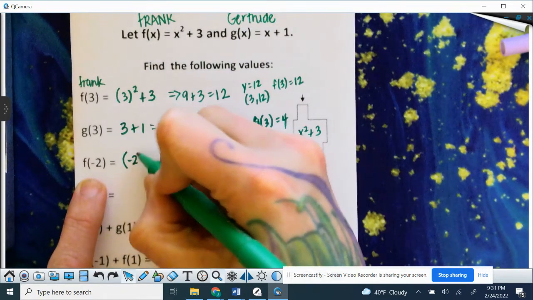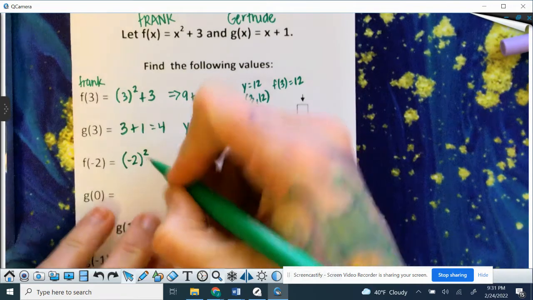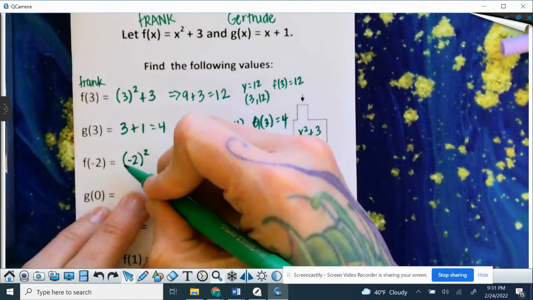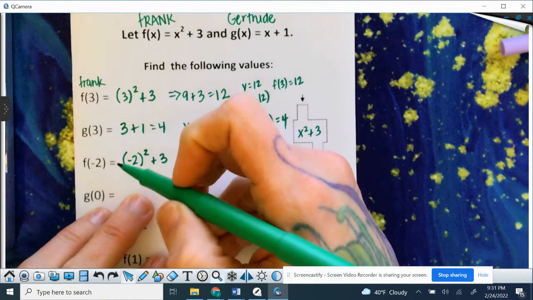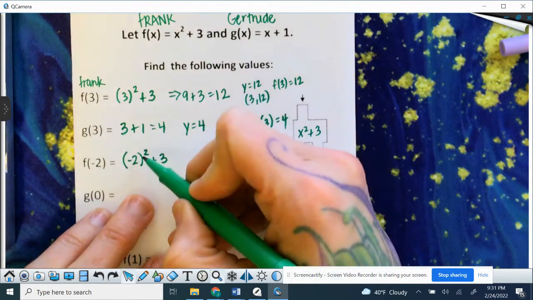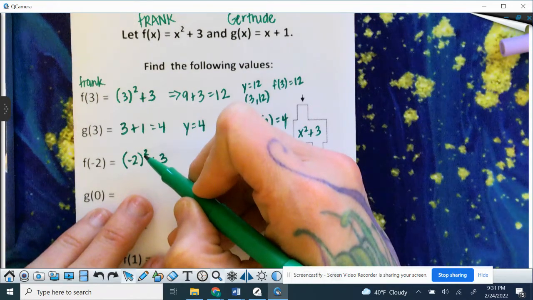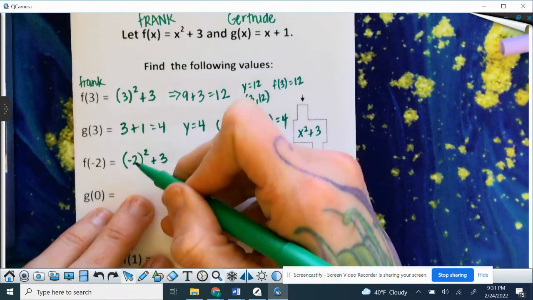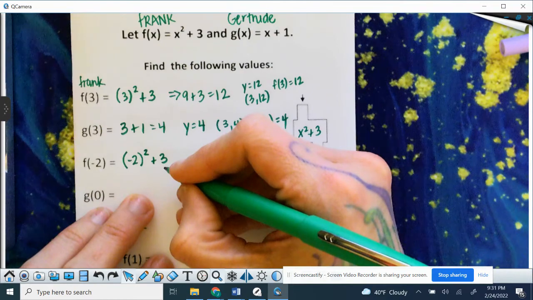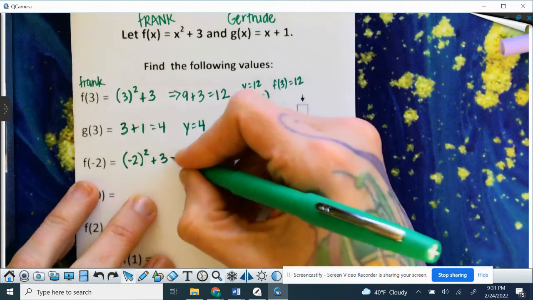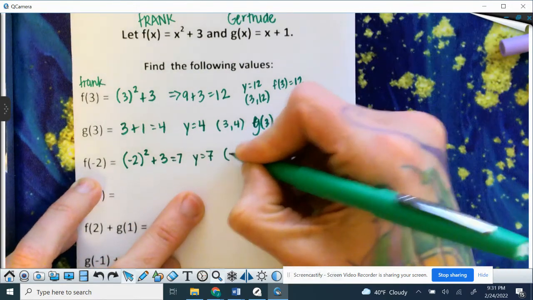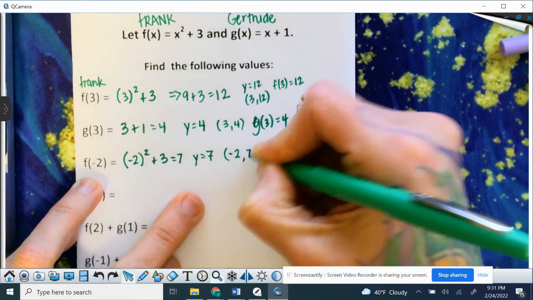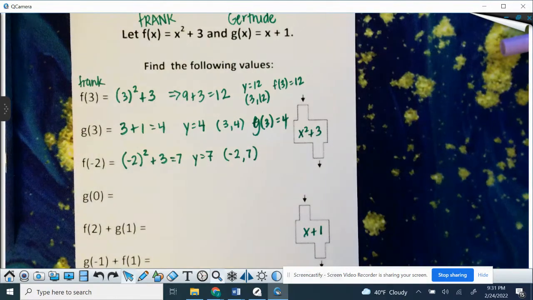So negative 2 squared. If you were doing this in your calculator, I actually would probably say just don't, but make sure you have parentheses. Because your calculator, if you do not put parentheses, will call this a negative 4, but we know that a negative times a negative is a positive 4. So 4 plus 3 is 7. So y equals 7. So when x is negative 2, y equals 7 in the Frank function.